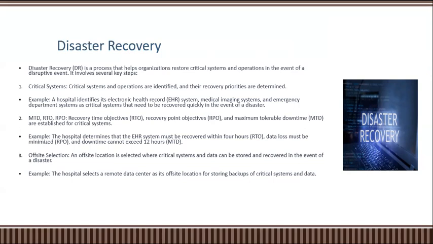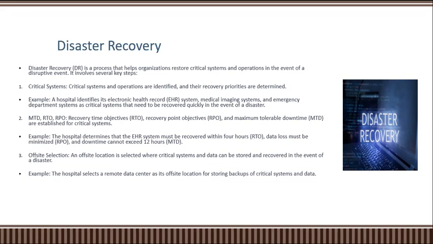Second, MTD, RTO, RPO. The recovery time objective, RTO, recovery point objective, RPO, and maximum tolerable downtime, MTD, are established for critical systems. Example, the hospital determines that the EHR system must be recovered within 4 hours for its RTO. Data loss must be minimized, RPO, and downtime can't exceed 12 hours, MTD, maximum tolerable downtime.